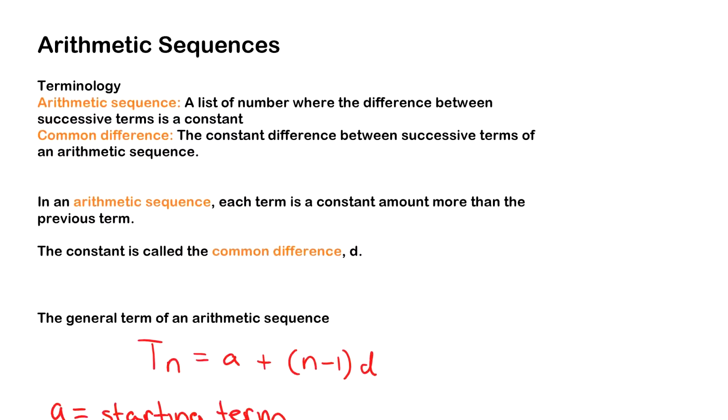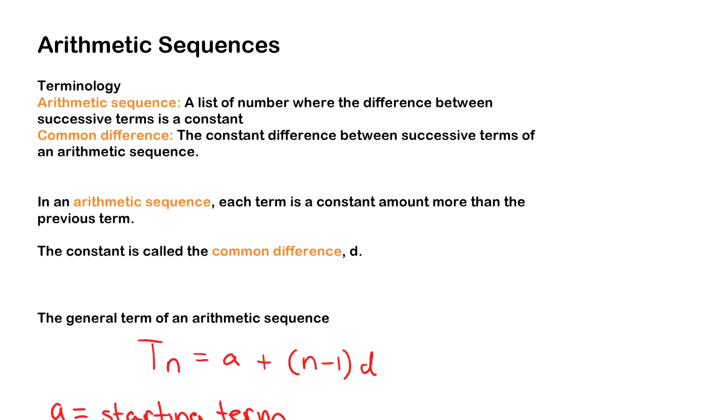This video is going to cover arithmetic sequences. We're going to cover some terminology first. An arithmetic sequence is a list of numbers where the difference between successive terms is a constant. What that means is the difference between each number is the same. It doesn't change. What we call that constant is the common difference.